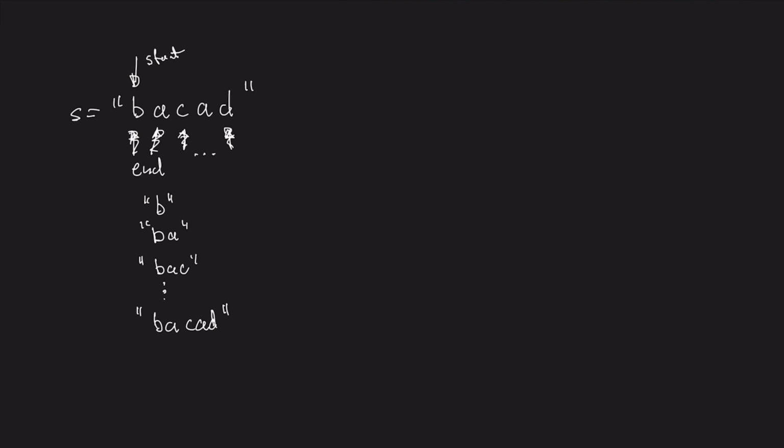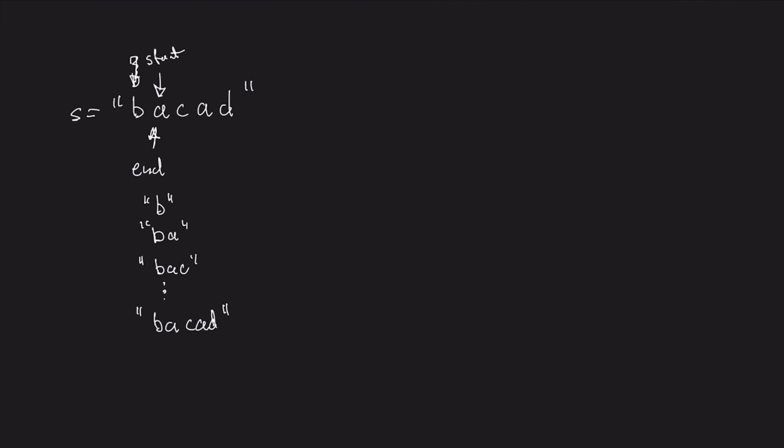At this point, we have generated all substrings that start from B, so we would move our start pointer to point to letter A. We will reset the end pointer to point to the same position as start and continue the process. So that's how we generate all possible substrings.